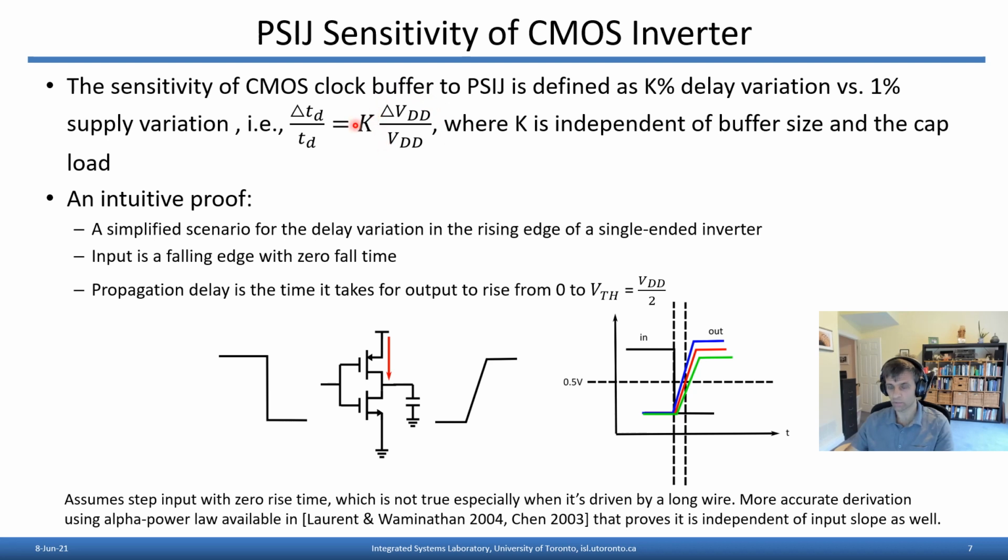And the constant of proportionality here, K, is independent of the CMOS buffer size and the cap load. If you have a smaller buffer or larger cap, gate delay increases, and the delay variation will also increase for the same amount of supply noise in proportion.